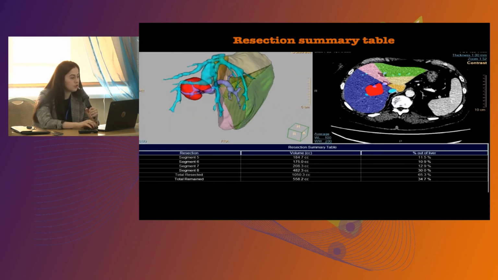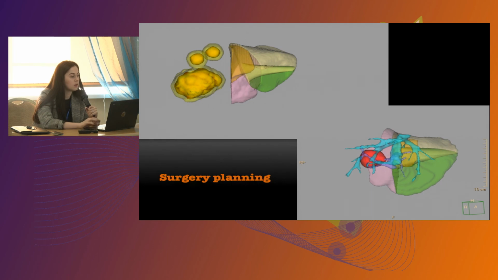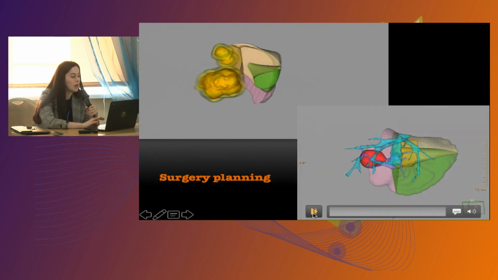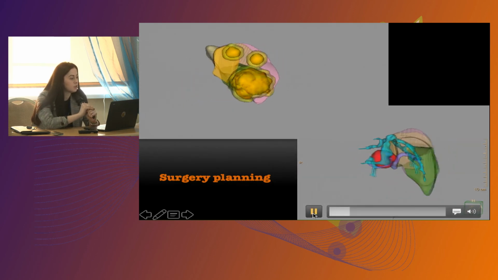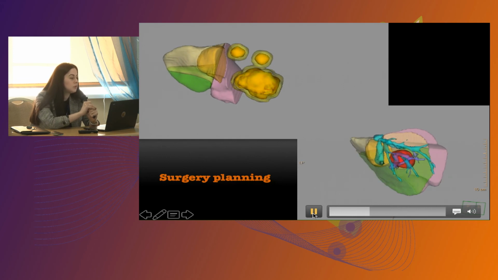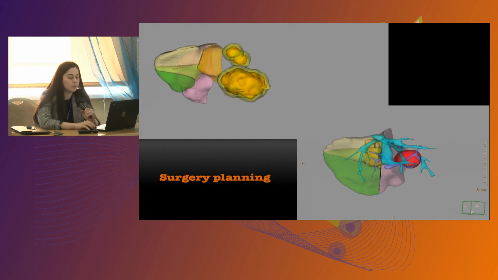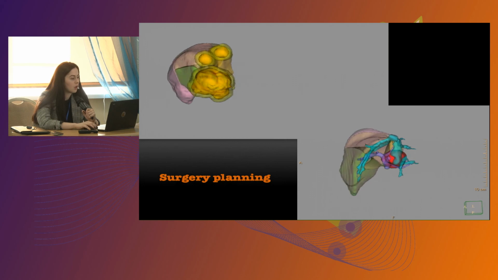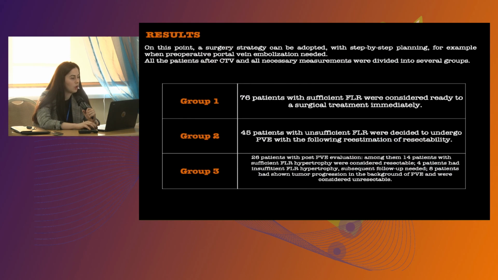One more picture. And then 3D modeling. As you see, the damaged parenchyma is already removed, and what we see, the segments, is remained parenchyma. Okay, results. At this point, a strategy of a surgery can be adopted with step-by-step planning. For example, when preoperative portal vein embolization is needed.